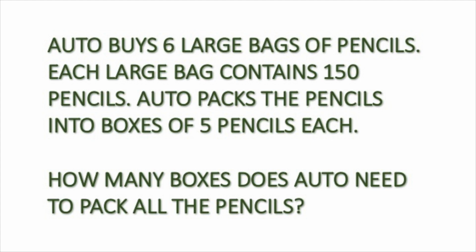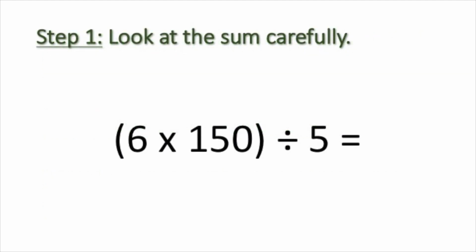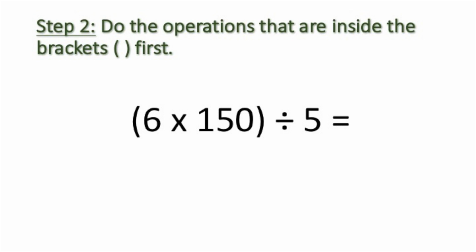Okay, again, sounds like a very long word problem, but all we need to worry about are the amounts. So let's investigate and identify the calculation. 6 times 150 divided by 5. Yes. So which part of the calculation do we do first? Always begin with brackets. So the first calculation is 6 times 150. And I'll give you a few moments.